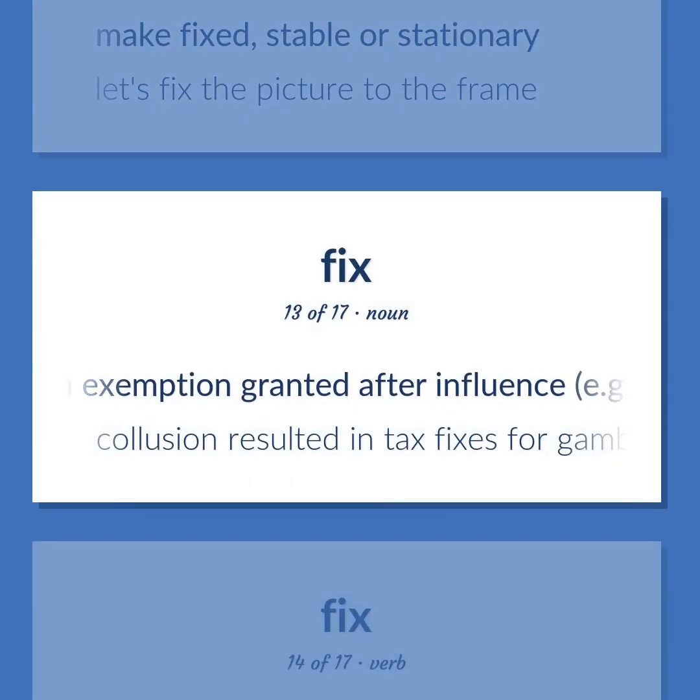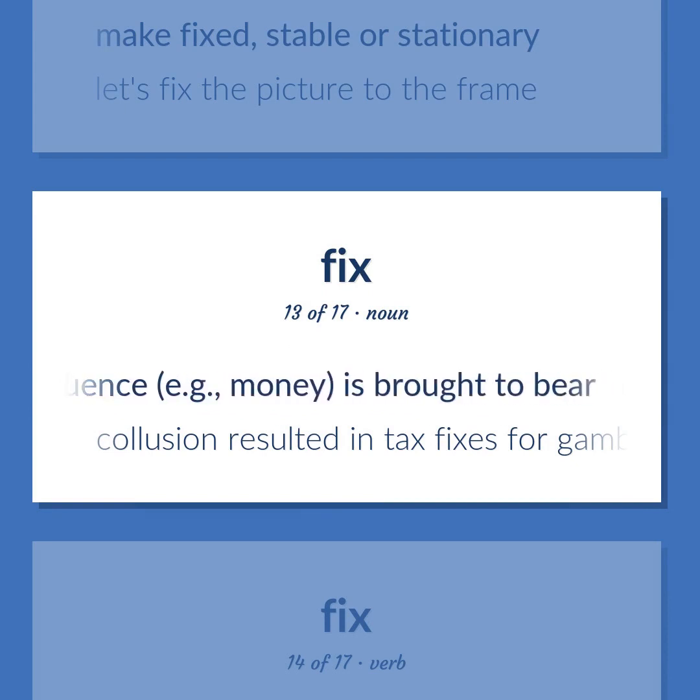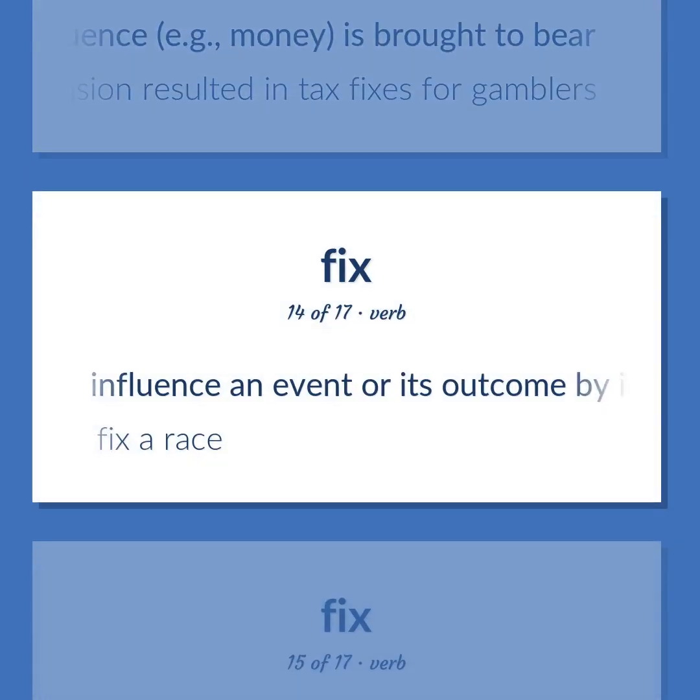An exemption granted after influence, e.g., money, is brought to bear. Collusion resulted in tax fixes for gamblers. Influence an event or its outcome by illegal means. Fix a race.